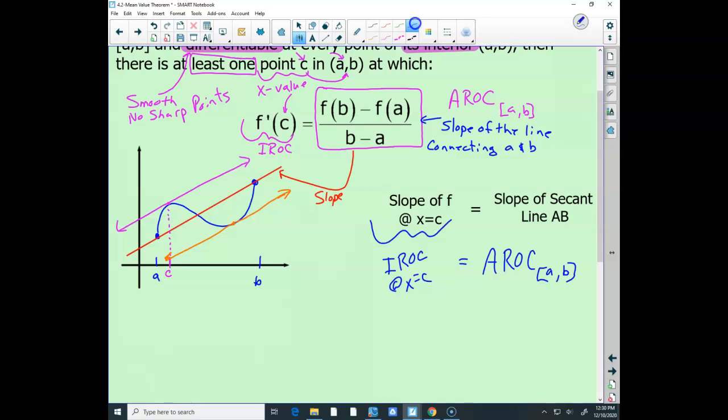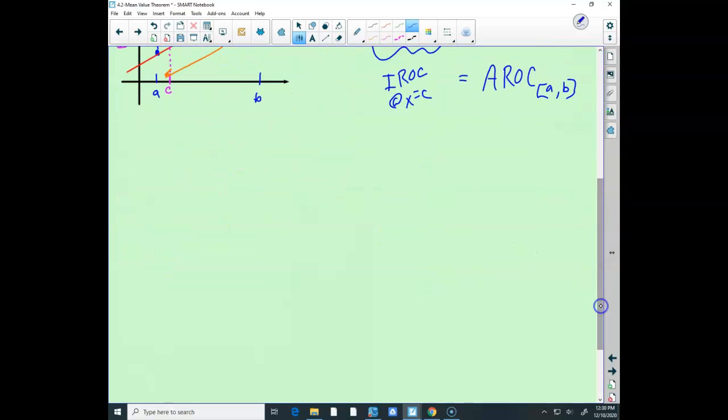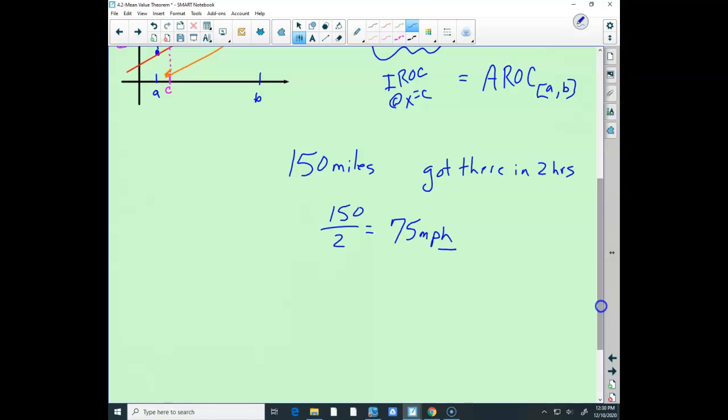If Grammy Graham lived 150 miles away, and you got there in 2 hours, what's your average rate of change? Well, it would be 150 divided by 2, which would be 75 miles per hour. Okay, hopefully you're on the interstate, not the 2-lane highway.